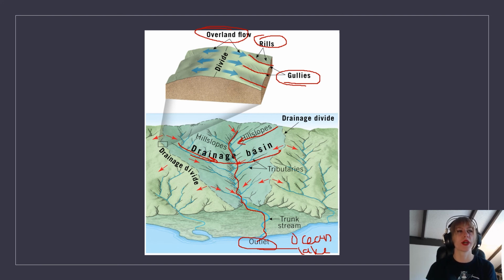The end point overall is the ocean. So even if it does go into a lake, that lake will have an outlet somewhere and it will eventually get to the ocean.